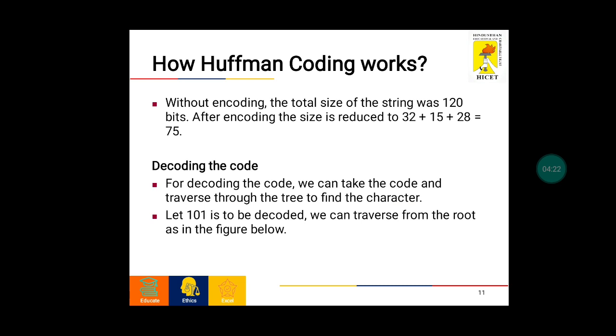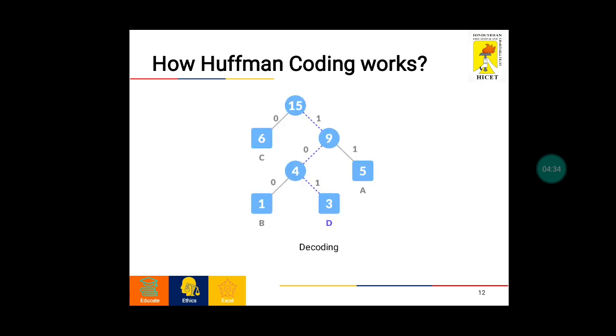Next one is decoding the code. For decoding the code, we can take the code and traverse the tree to find the character. For example, let 101 be decoded. We can traverse from the root as in the figure below. From the root, for 1 we go from node 15 to 9, for 0 we traverse from node 9 to 4, and for 1 again we traverse from node 4 to 3, and finally the decoded character is D here.